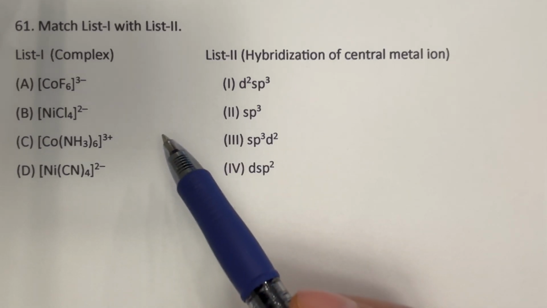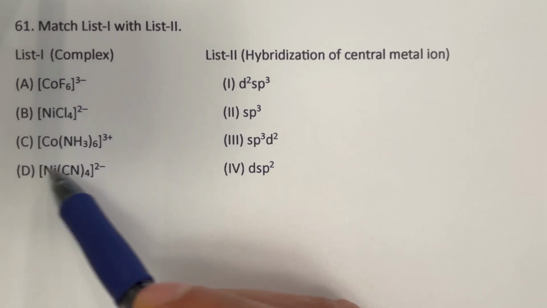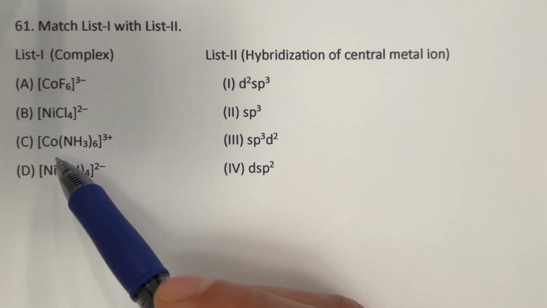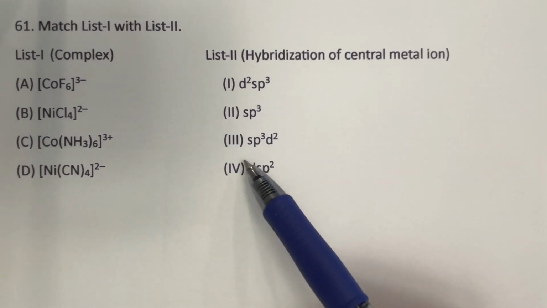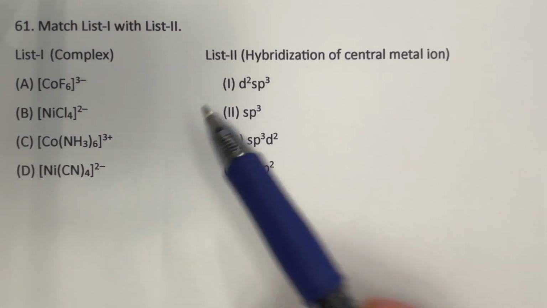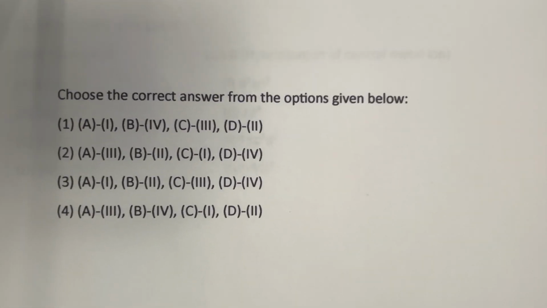Hello everyone, here is a question from coordination chemistry. We have 4 different complexes in list 1 and the hybridization of the central metal ion are given in list 2. We need to match these two and figure out the correct option here. So let's do this one by one.